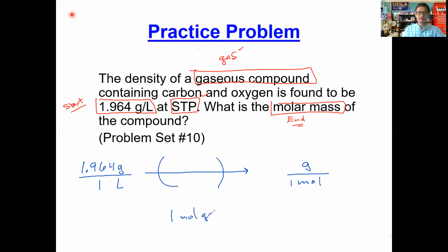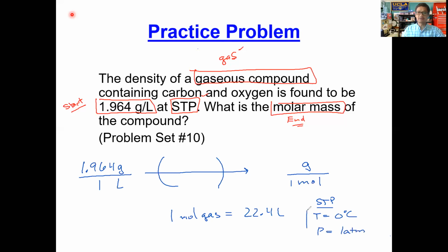And it doesn't matter what the identity of the gas is, remember, as long as the conditions are at STP, 1 mole of that gas is going to occupy 22.4 liters worth of space. So any gas, and remember, understand this, any gas at STP, and STP represents standard temperature and pressure. That standard temperature is going to be 0 degrees Celsius, and the standard pressure is going to be 1 atmosphere.